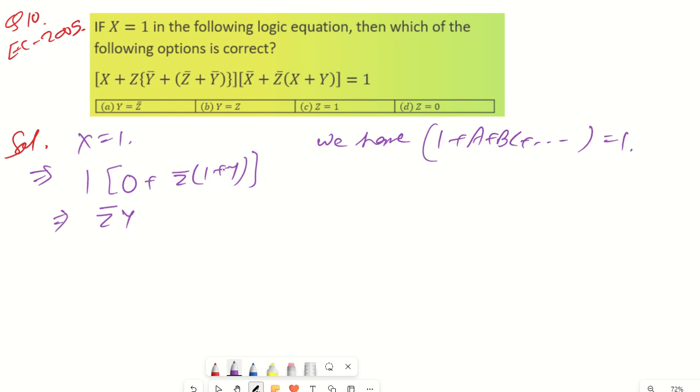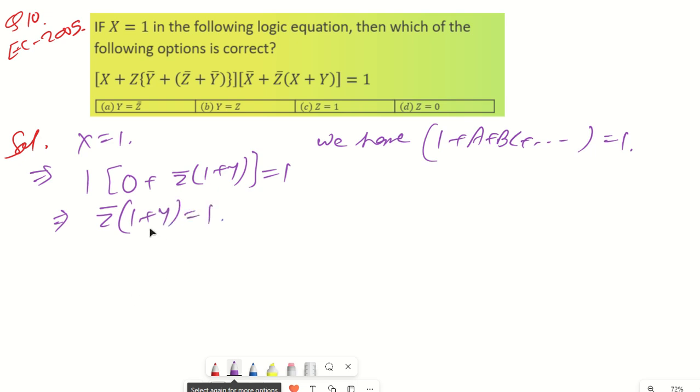Now if you see, we have the expression is equal to actually 1. So in which case z bar into y will become 1? Tell me. It is basically what is happening? Z bar into 1 plus y is 1. So shall I write it like this? Z bar into 1 plus y is going to be 1, right?